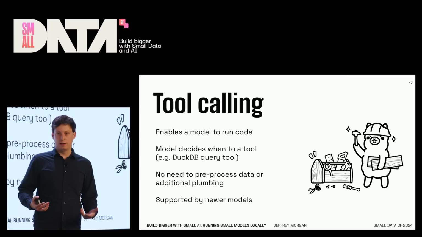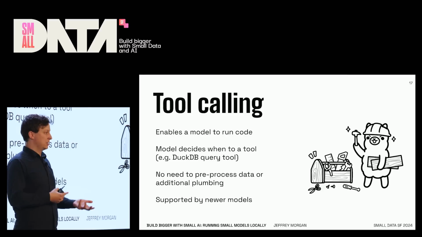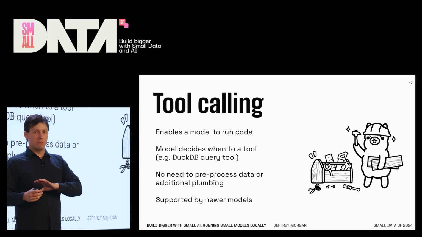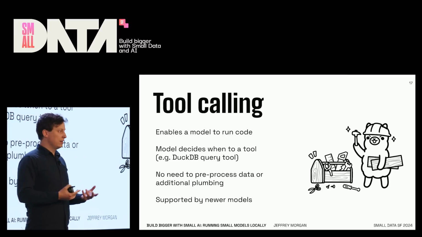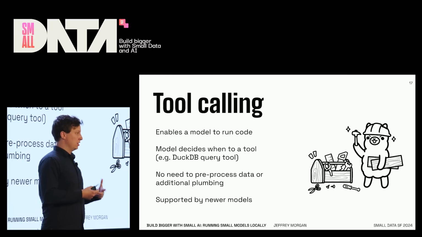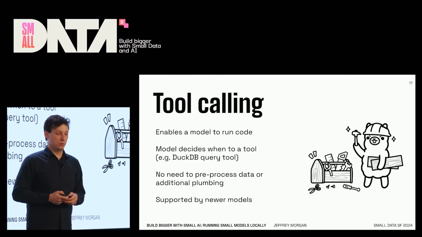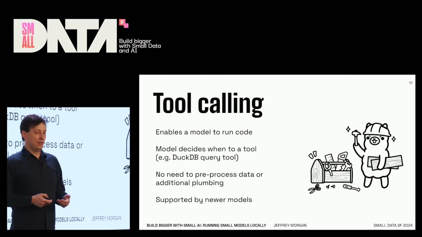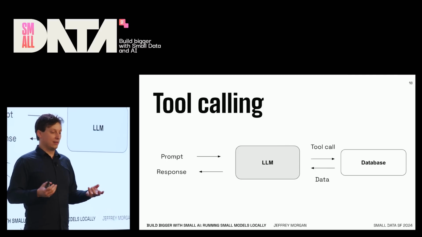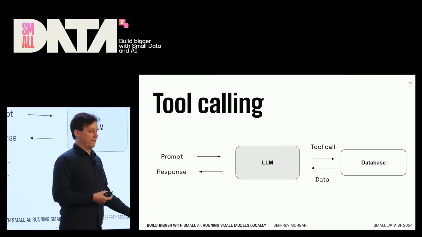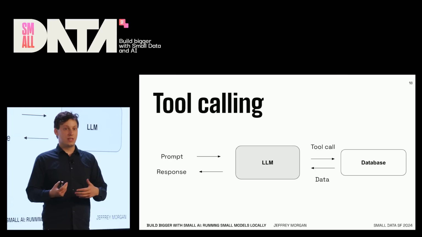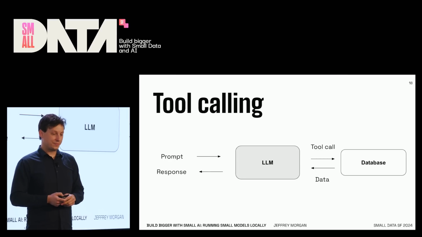This is where tool calling comes in. It's a really new feature of small models. It was launched in the big cloud models about a year ago, but only in the last few months have we seen the frontier small models support tool calling. The idea is, instead of having that plumbing, can the LLM just decide if it needs to go fetch some data from a database and then use that to answer a question? I'll give a quick demo of what that looks like as well.